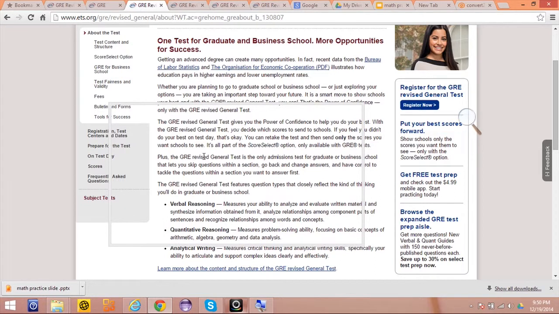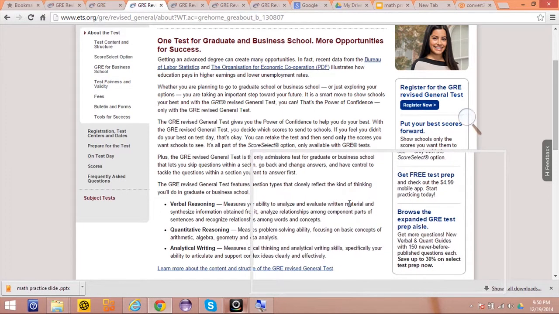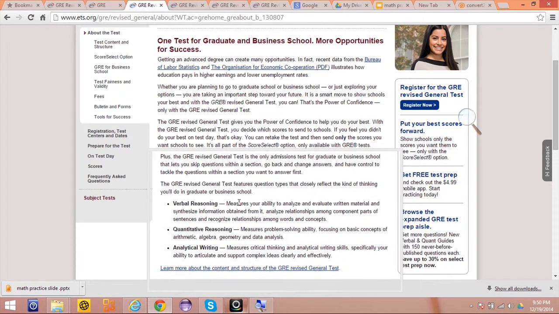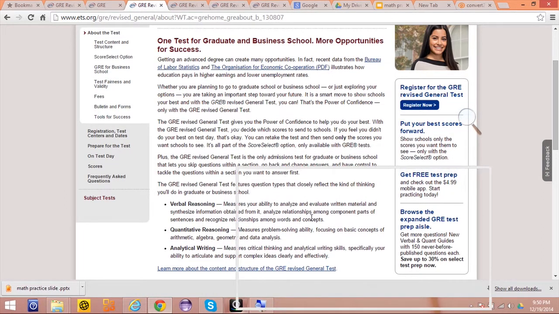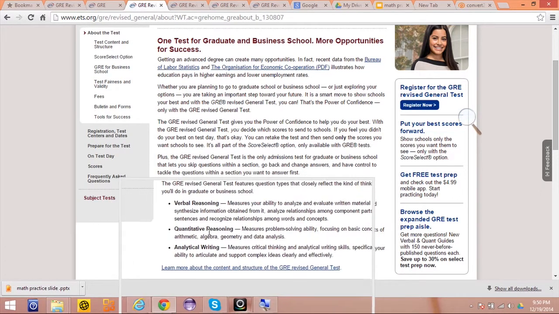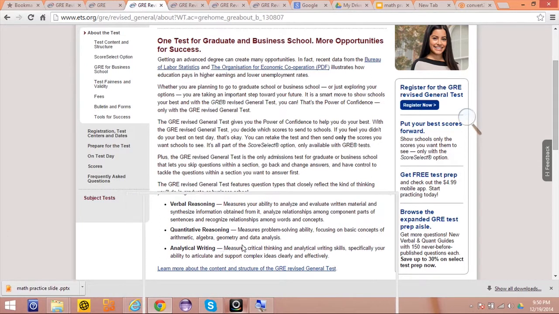Normally, you have the sections: verbal reasoning. Verbal reasoning is about words, synonyms, antonyms. This measures your ability to analyze and evaluate written material. You also have the quantitative reasoning that measures problem-solving ability, focusing on basic concepts of arithmetic, algebra, geometry. That's the quantitative reasoning. And lastly, you have the analytical writing that measures your critical thinking as well as writing skill. Those are the three major parts.